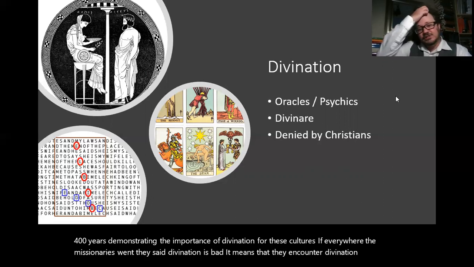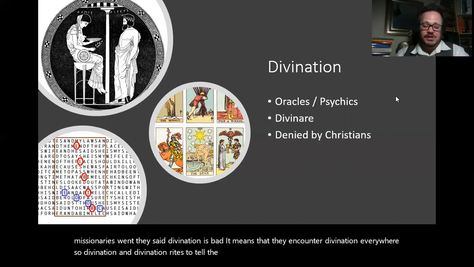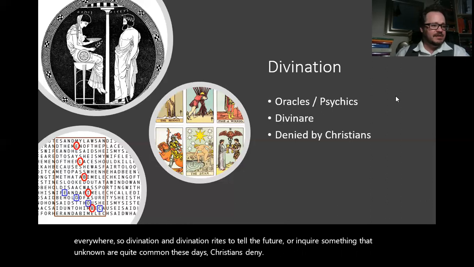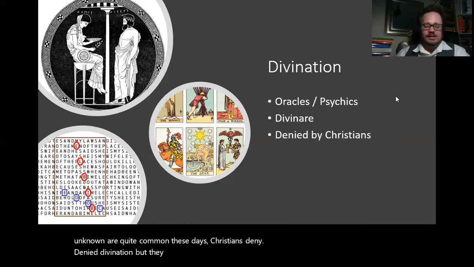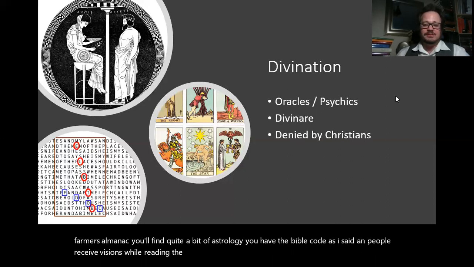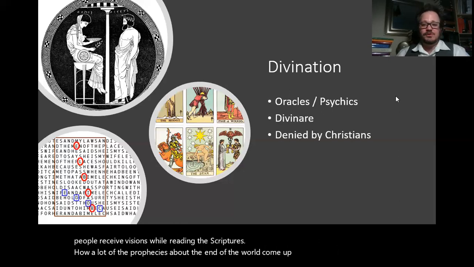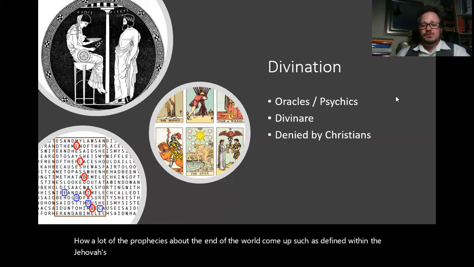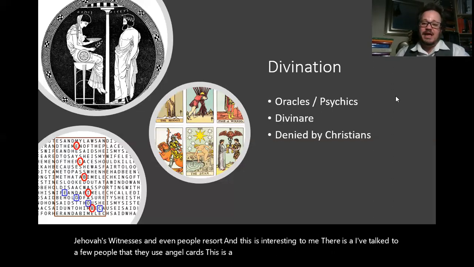So divination and divination rites to tell the future or inquire about something that is unknown are quite common. These days, Christians deny divination, but they actually tend to use a fair bit of astrology. If you look through the Farmer's Almanac, you'll find quite a bit of astrology. You have the Bible code, as I said, and people receive visions while reading the scriptures. This is how a lot of the prophecies about the end of the world come up, such as those found within the Jehovah's Witnesses. And even, and this is intriguing to me, I talked to a few people that do this, they use angel cards. This is a modified version of tarot with angels on it that Christians feel are a-okay.